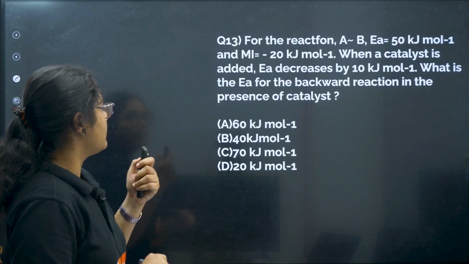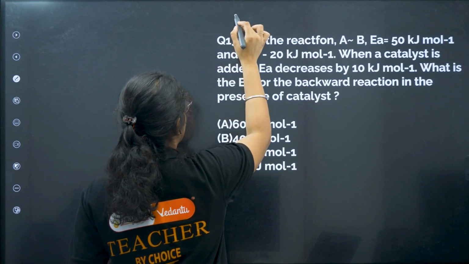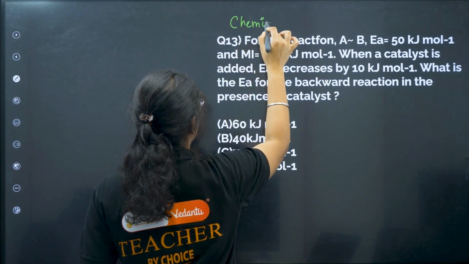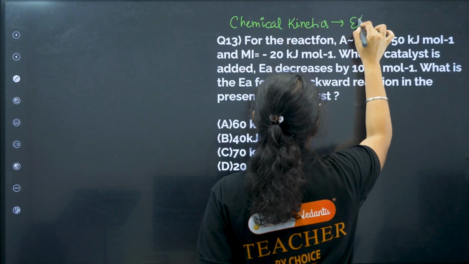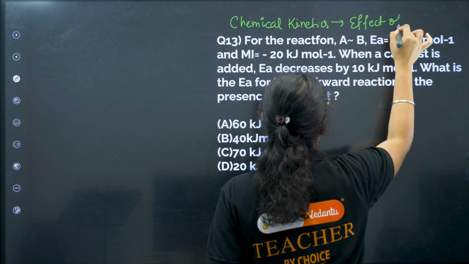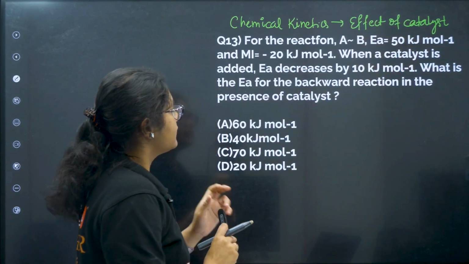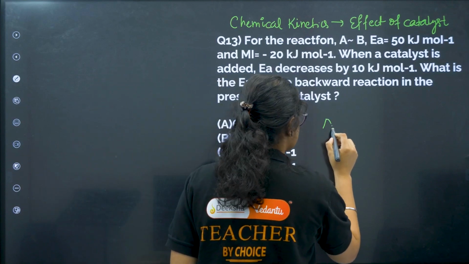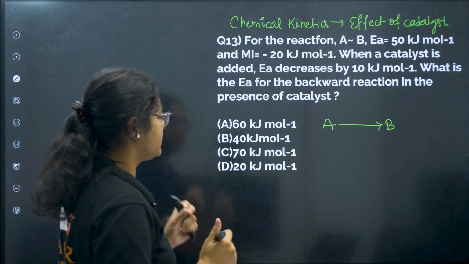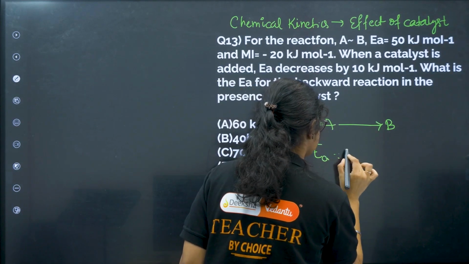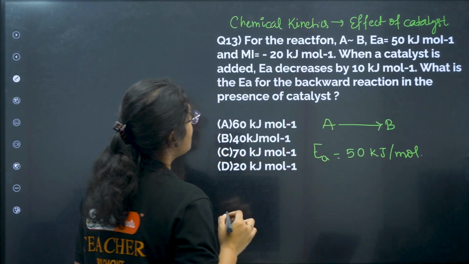Okay, now coming to the next question here, 13. So now we have moved towards chemical kinetics, and the topic here is effect of catalyst. Let us try this one. For the reaction A to B, the activation energy is 50 kilojoule per mole.